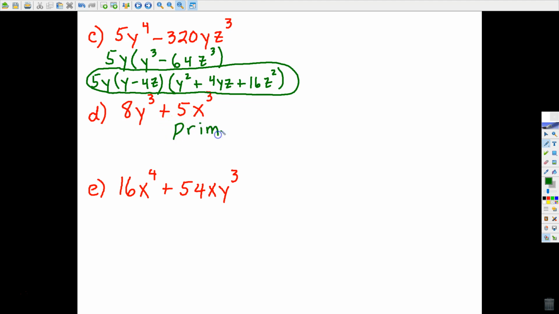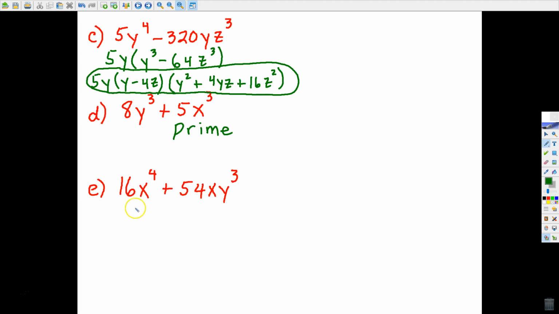And if factoring is not possible on any of your problems, you can just write prime. And that's the case for letter D. This is not factorable. Okay, so let's jump down to letter E and do the same thing. Let's see if we have a GCF. I noticed that 4 goes into 16, 8 also goes into 16, but it doesn't go into 54.